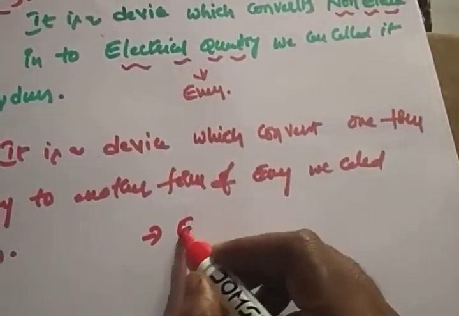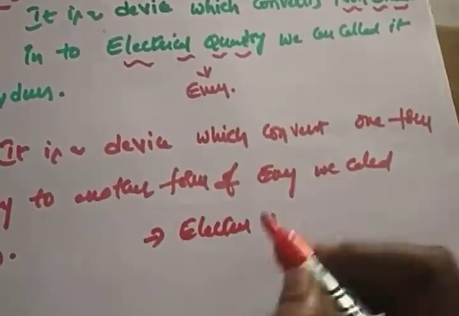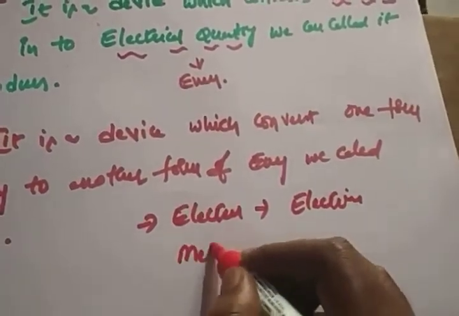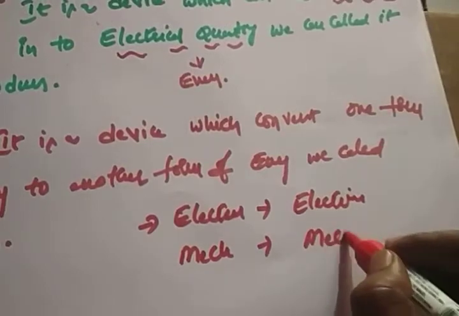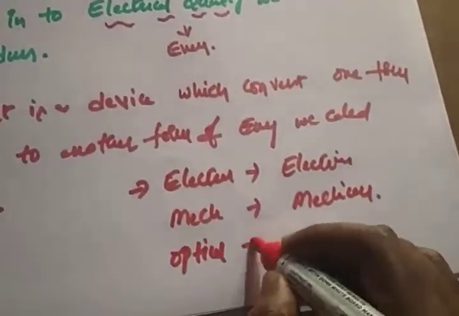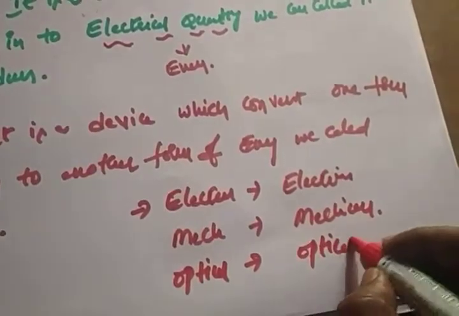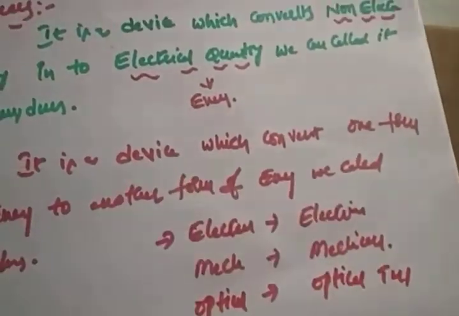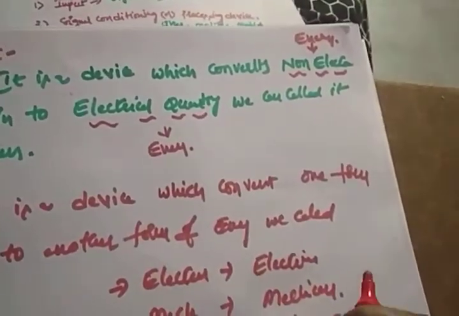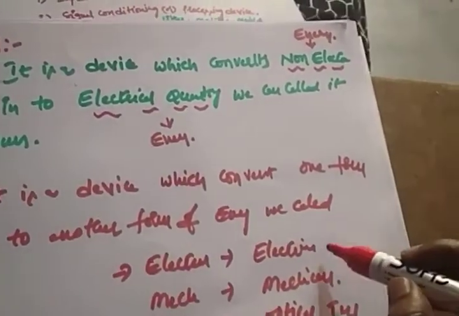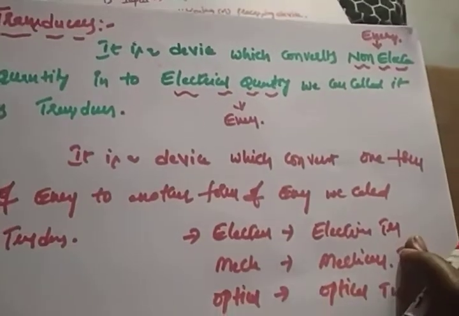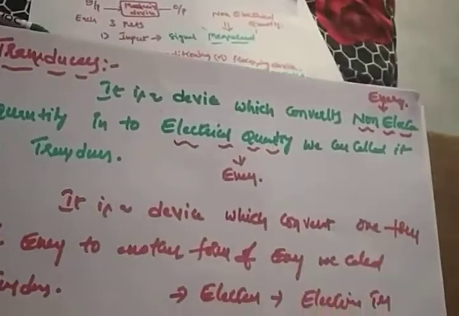If the output is electrical, we can call it an electrical transducer, right? If the output is mechanical, we can call it a mechanical transducer. If the output is optical, we can call it an optical transducer. Likewise, the output that you are getting from a transducer gives the type of transducer: electrical transducer, mechanical transducer, optical transducer. In this way, we define a transducer, right?